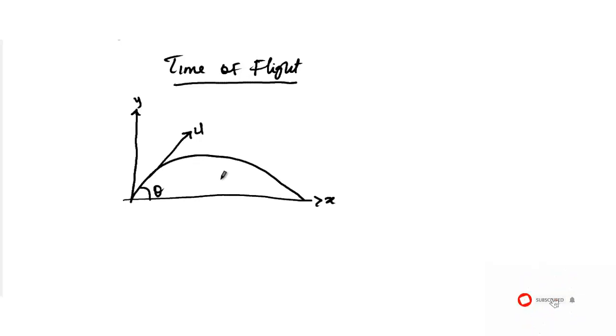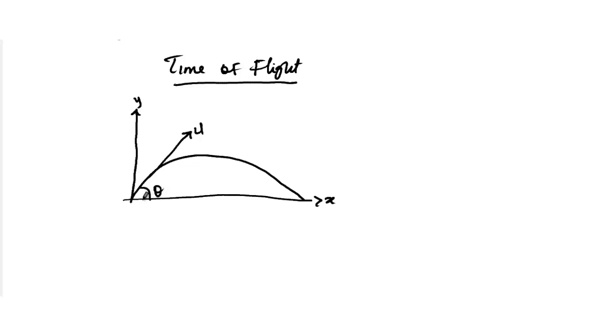All right, so in this video, we want to determine how to calculate the time of flight for a body projected at an angle theta to the horizontal. Actually, the Suvat equation can be used, but there is a standard formula one can use without having to use the Suvat equation. So the first thing is, what is the time of flight?